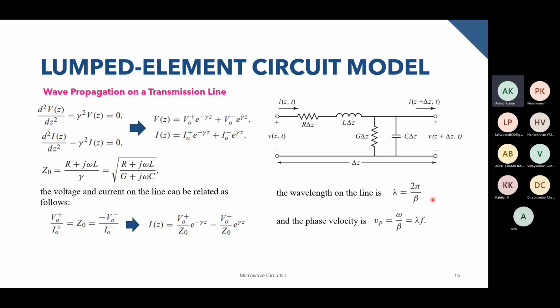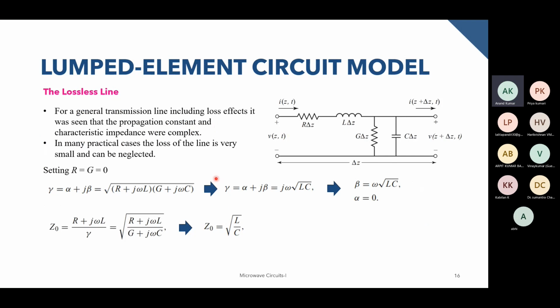And again, we define the wavelength and the phase velocity on the transmission line. So it is very analogous to the electric field and magnetic field formulation. So you can relate it directly. If you have gone through your electromagnetic course properly, you will be able to see the expressions, see the similarity, and solve the problems.